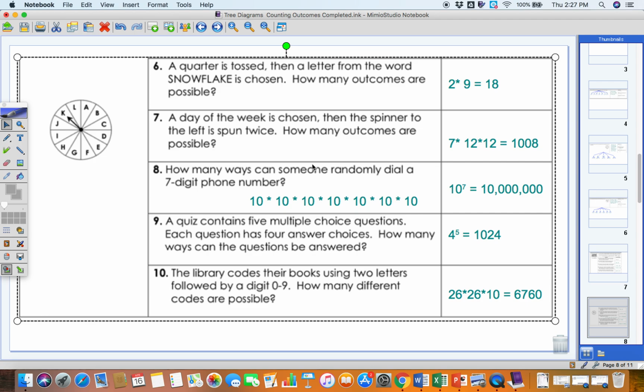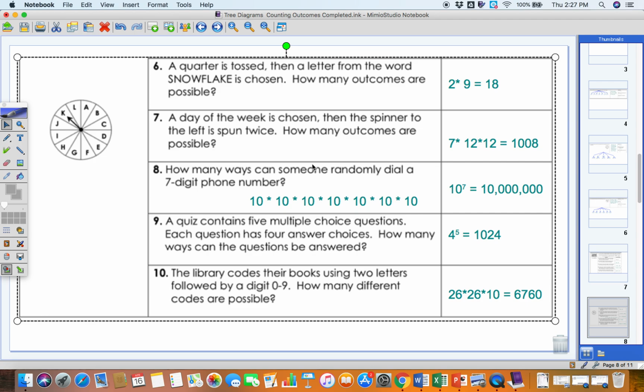The same thing happens on number 9, where you have a quiz that contains 5 multiple choice questions. Each question has 4 answers. That means for each of the 5 questions, 4 outcomes are possible. 4 times 4 times 4 times 4 times 4 is the same thing as 4 to the 5th, which is 1024.